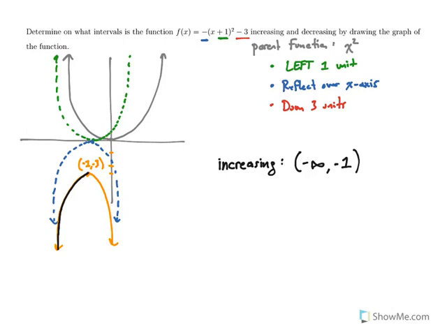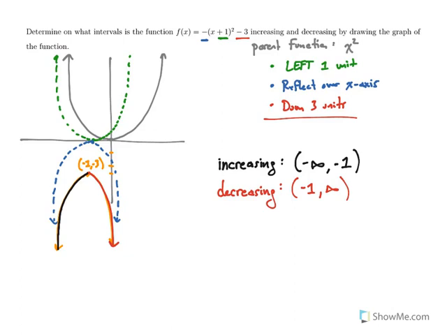This function is decreasing on the right-hand side of that parabola. That's going to be from -1 to infinity. Note that that -3 didn't actually make a difference in our increasing and decreasing intervals. We got the same thing even just from the first two function transformations.